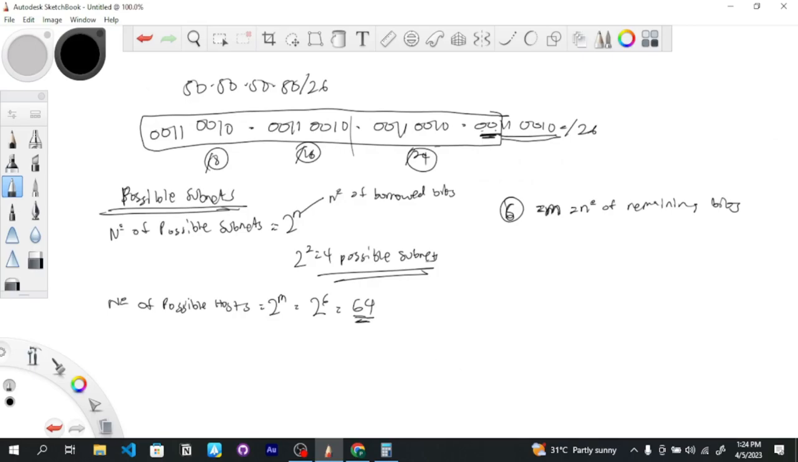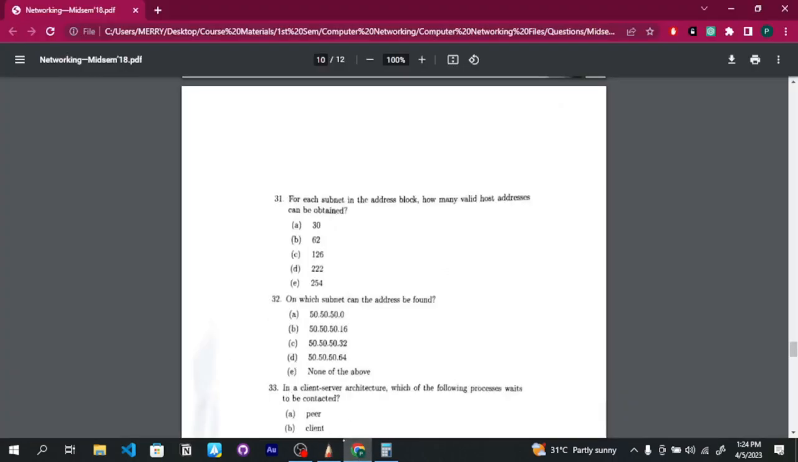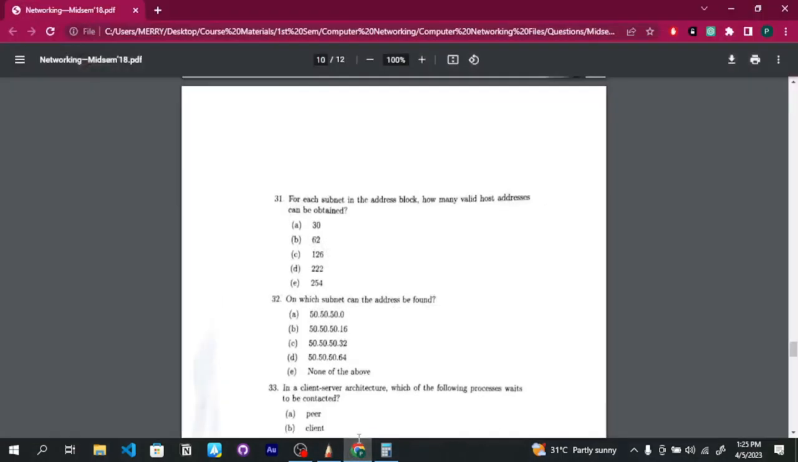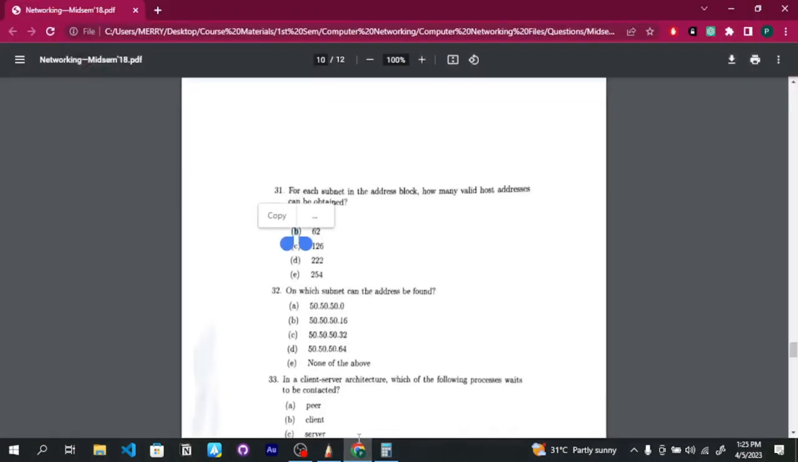So 64. The number of possible hosts is 64. Great. Now keep in mind that you're not going to find 64 in the answers. Let's check. Are we going to find 64? Yeah, 64 doesn't exist. And the reason why we are not going to use 64 is that you have to take out 2: your broadcast address and your network address. So you get 62 usable hosts, and that gives you 62 here. So the answer is B.